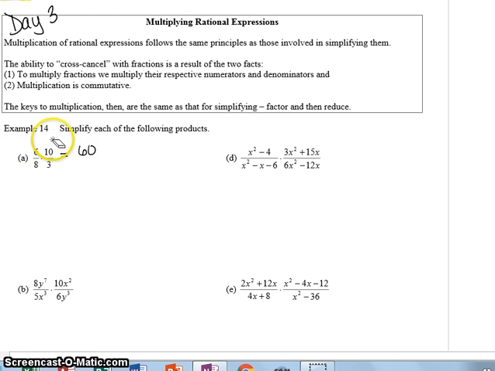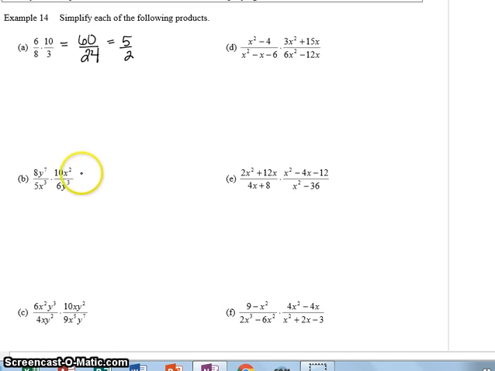So 6 times 10 is 60, all over 8 times 3, which is 24. Then just put it in your calculator if you have to, and reduce those, or divide them both by 12, and you'll get 5/2. All right, B, again, multiply across.